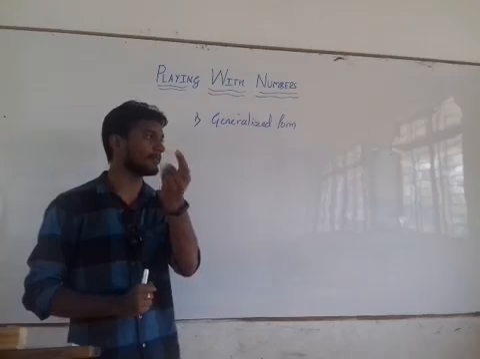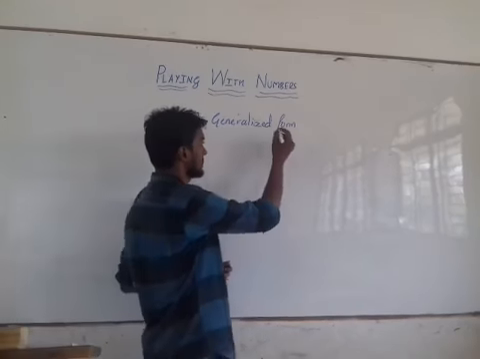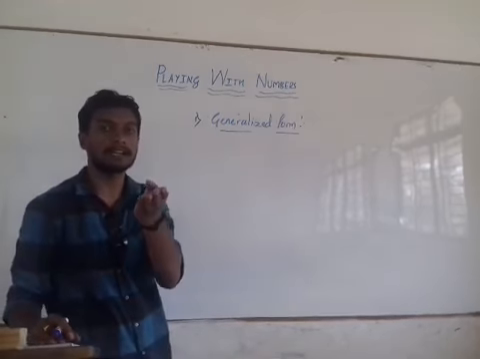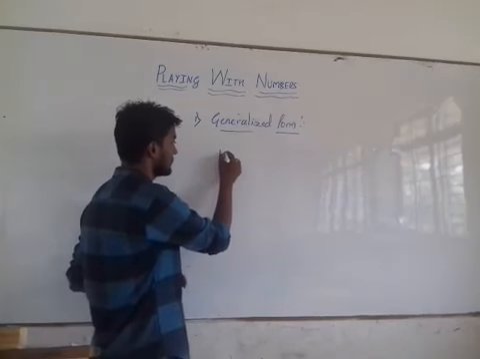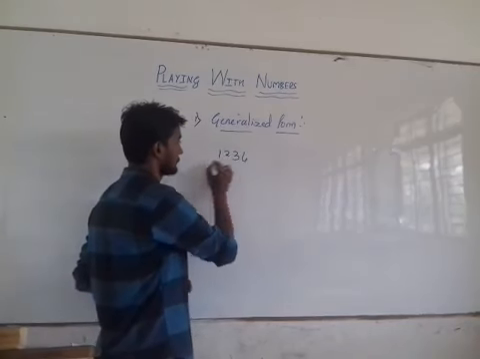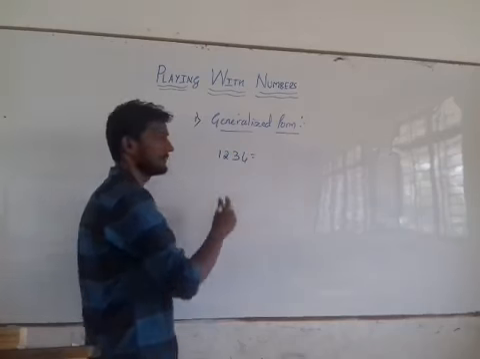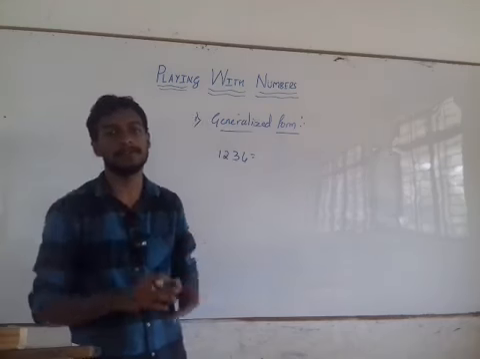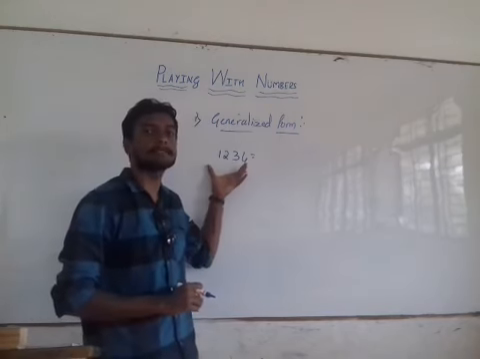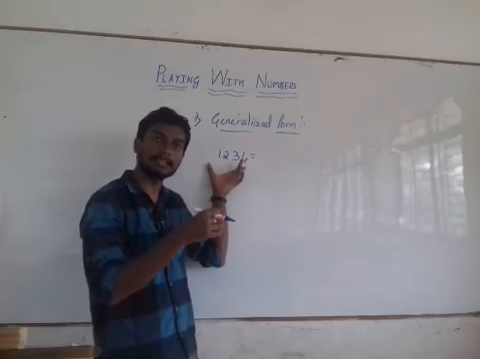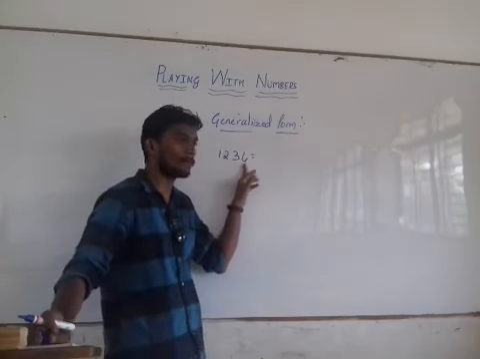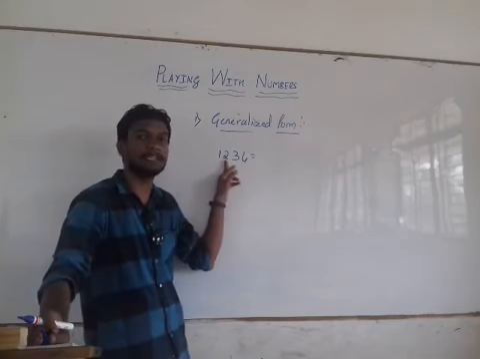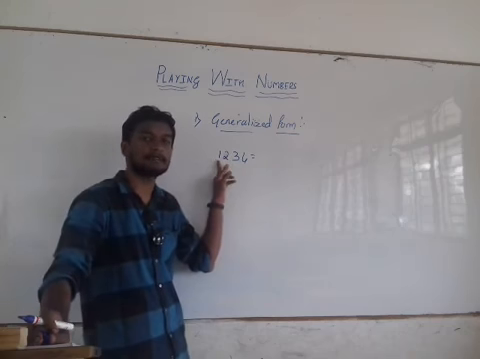I will take one example to understand how to write a number in generalized form. Let us consider the number 1234. We want to write this in the generalized form, that is, the expanded form. Before that, you should know which digits are in which places. Here 4 is in the unit place, 3 is in the tens place, 2 is in the hundred place, and 1 is in the thousands place.